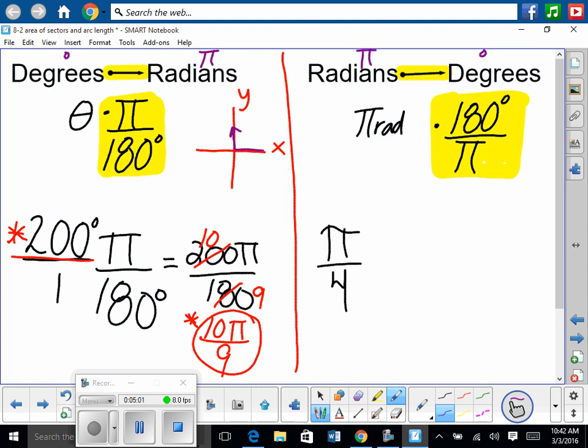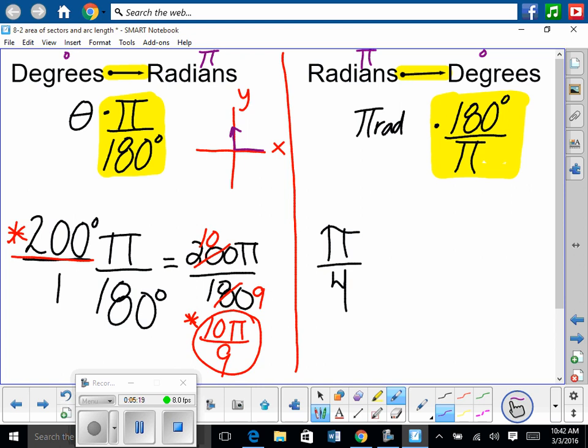So now we're going from radians to degrees. We're given pi over 4, and we want to switch it. What is that equal to, but in degrees? So now you're going to multiply by 180 over pi. Do you see how it's just the reciprocal of this? Everybody? Okay, 180 over pi.